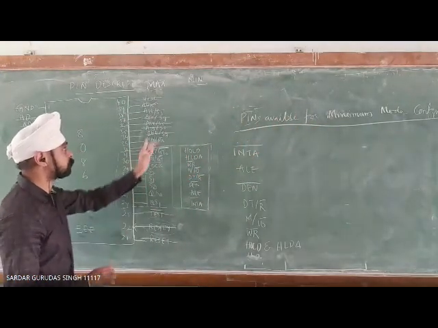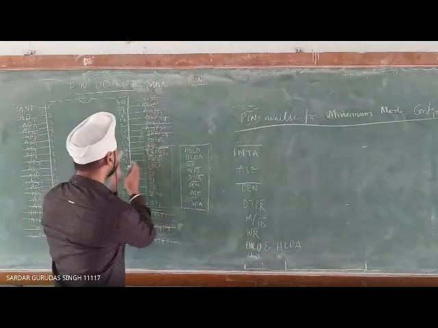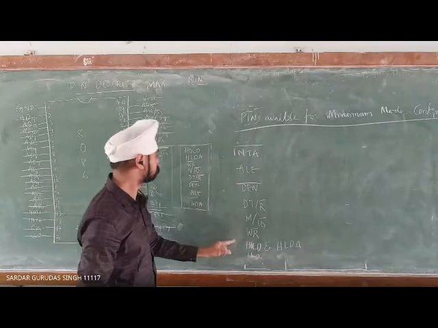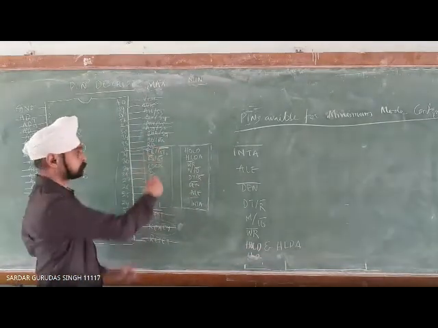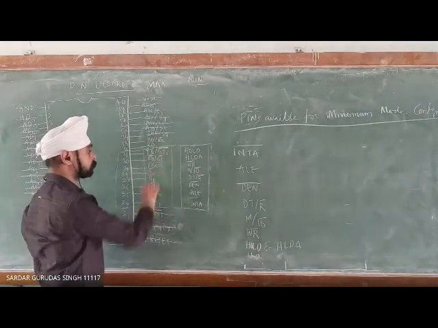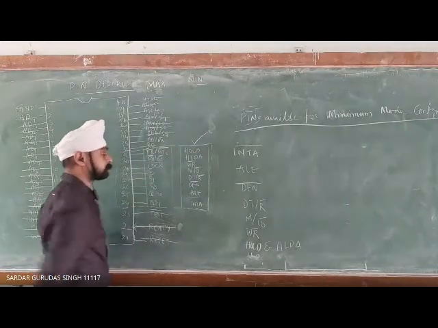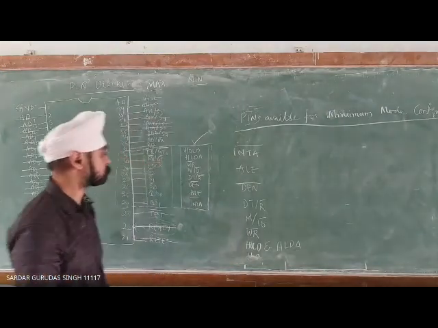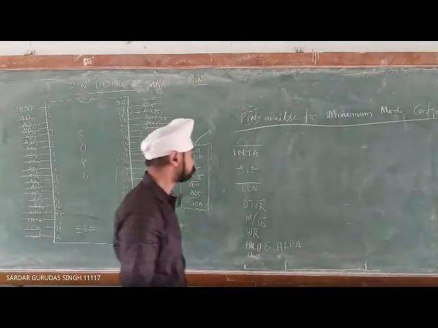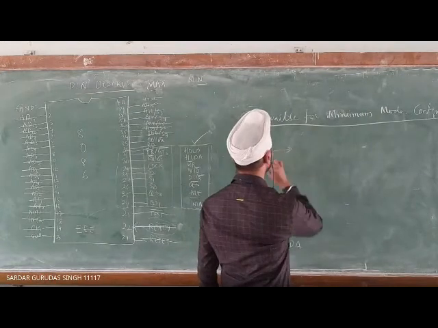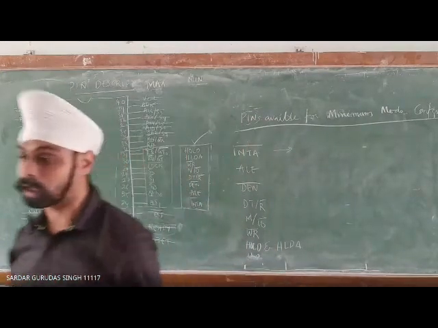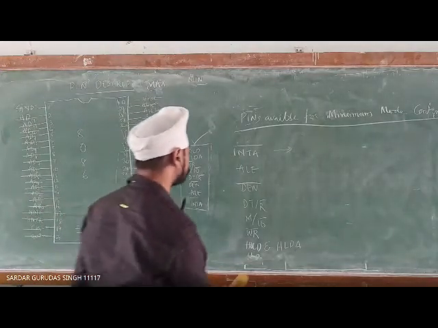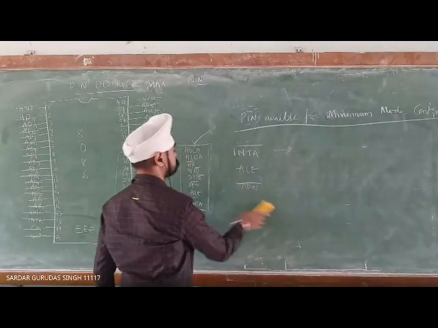If you are using the processor in minimum mode, these pins 24 to 31 will be used like this, not like this, but they are used like this. Now, how do these pins work? Let us understand them. First, we will start with INTA bar. INTA bar stands for interrupt acknowledge.